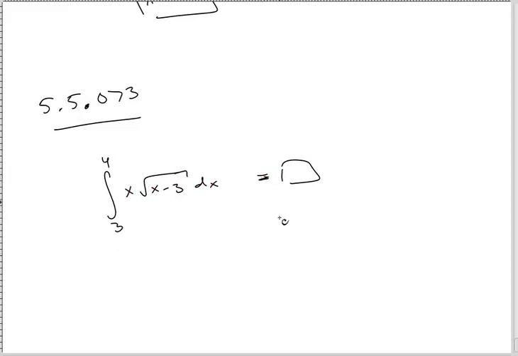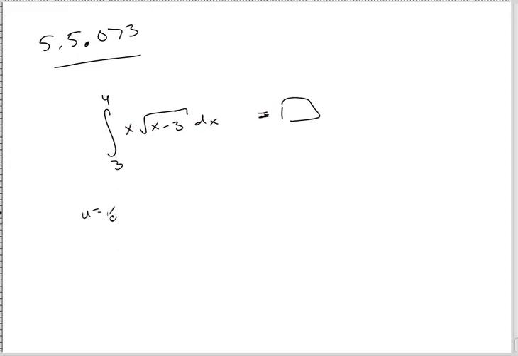Same thing with this guy. So I'm going to choose the complicated inside, and du would be, well, dx. This should not worry you. Normally it would, but because you got something more than just a plain old x, it actually is okay. And so let me go ahead and plug this thing in. I got an x equals 3 to an x equals 4 of x square root of u du.